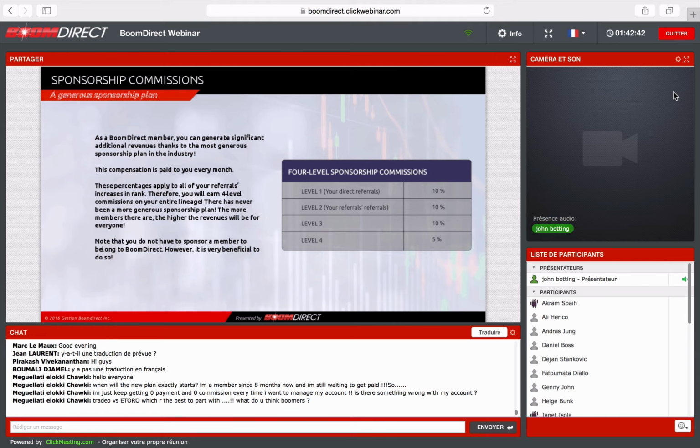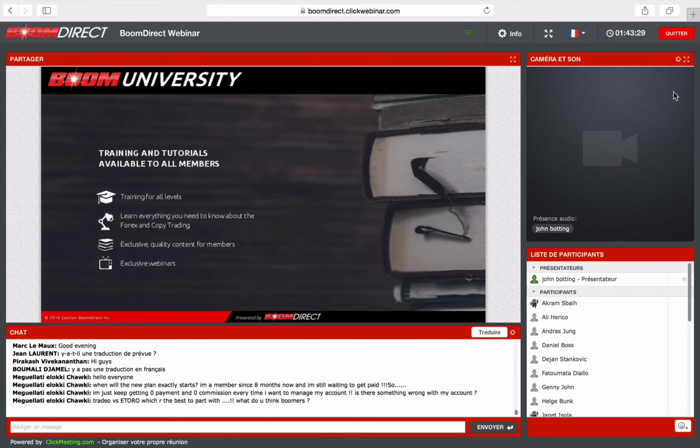Down at these level 3 and level 4, we could be talking about hundreds and maybe even thousands of people that you will be paid income on, every time they invest any money into Boom Direct. And remember, every month we all have to put some money into our rank increase. So every month you're guaranteed to earn money from your referrals. This is very, very powerful and very, very exciting, and a lot of money can be made on referring.